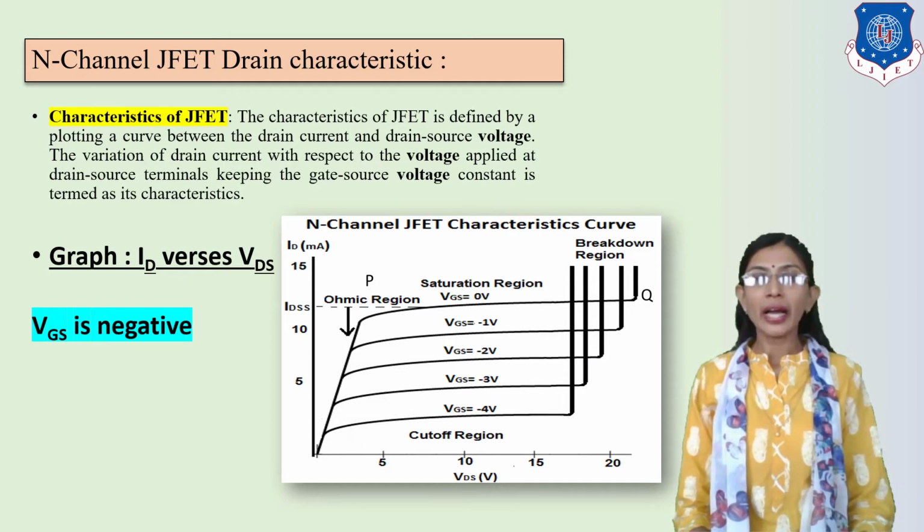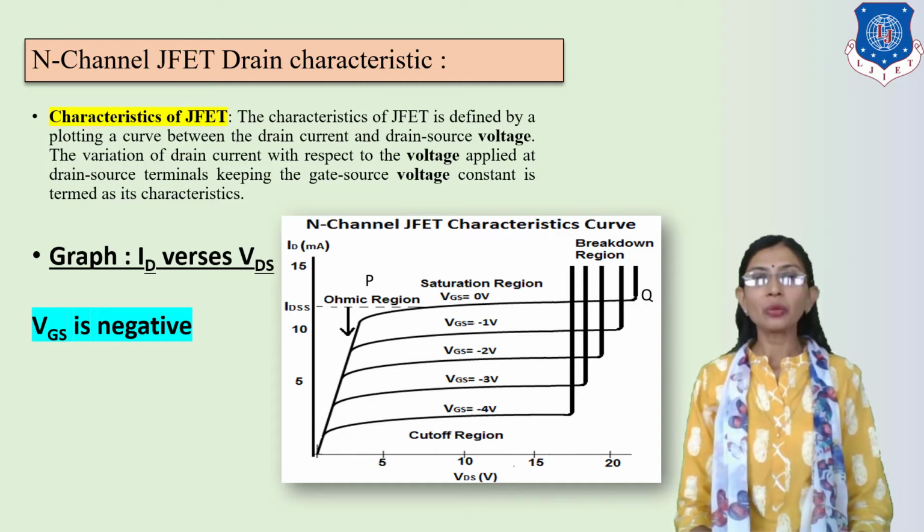Comparatively, as I have shown the different examples of different constant values of VGS equal to 0, minus 1, minus 2, minus 3, minus 4. You can see the example of VGS equal to minus 4 volt in the last curve, the bottom curve. In that curve you can realize that channel width will be reduced continuously and ID value will also decrease on the y-axis. After some particular value of VDS, we will get the breakdown region.